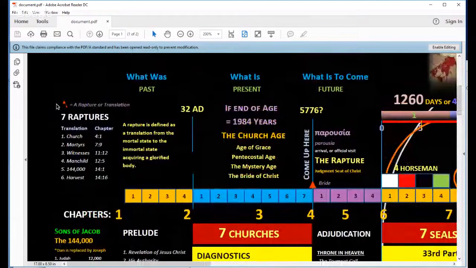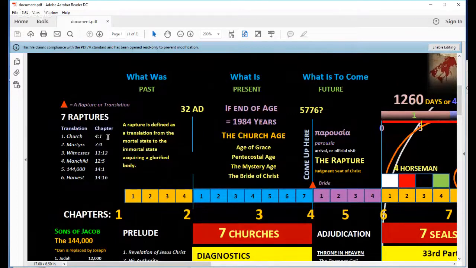It's also interesting, he has a list of 7 raptures in the Bible, okay? And the church would be the first one, chapter 4 of Revelation, verse 1, and then we have the martyrs of 7-9. You can always go to Revelation and look at these. The 2 witnesses in chapter 11, the man-child who was snatched up to heaven in chapter 12, then 144,000 in chapter 14, and the harvest of chapter 14 also. So it's a really good chart for just kind of wrapping your mind around all of this. I won't go into all the details. It's just kind of a quick overview because I've done the whole prophecy series on this.